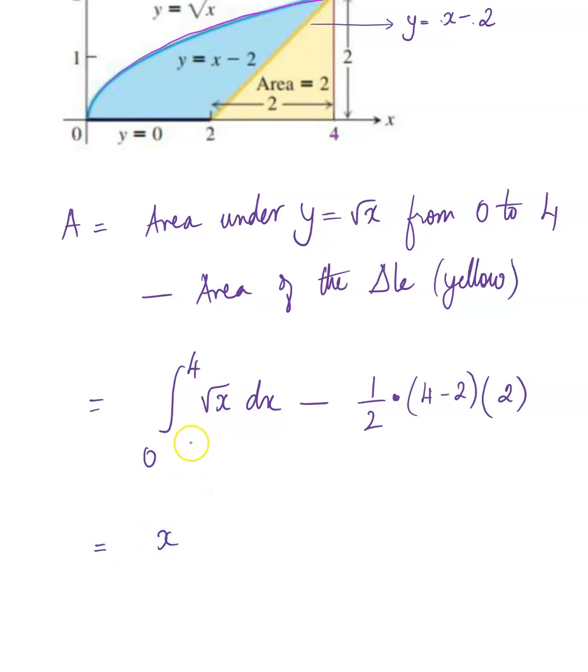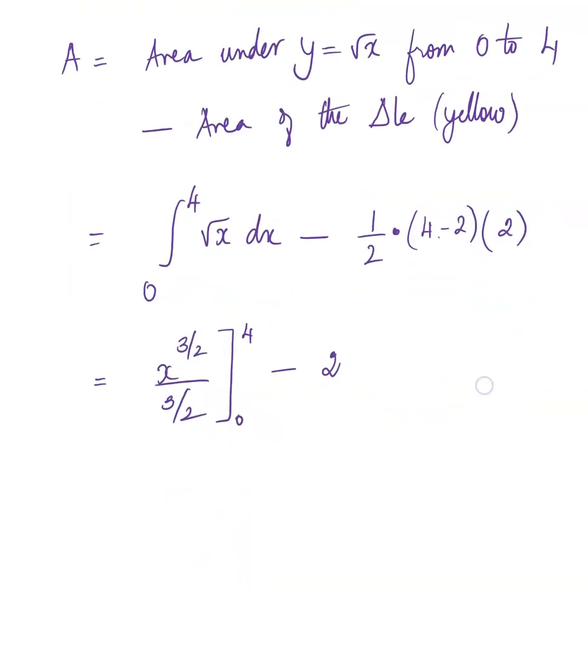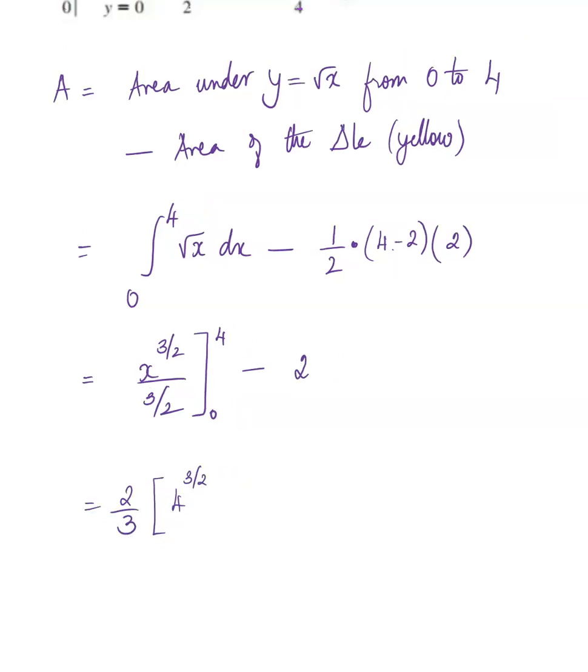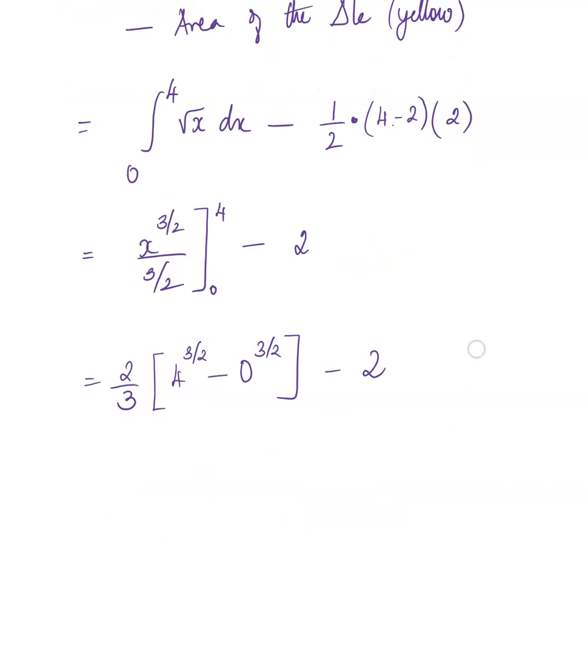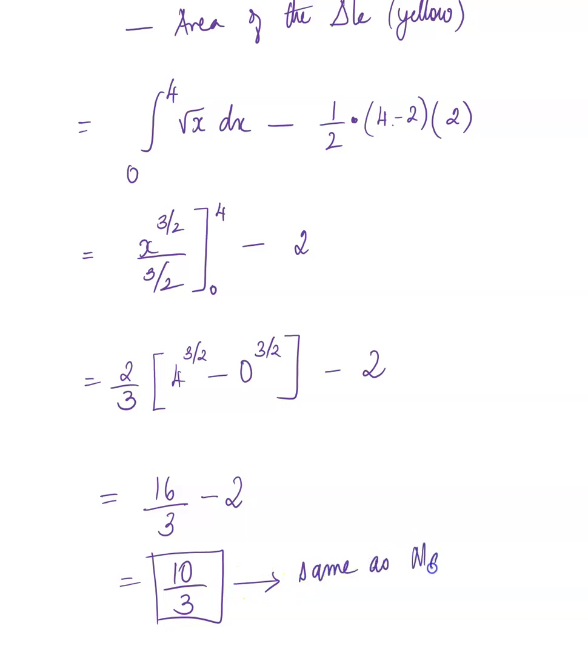That's x to the power half plus 1, so that's 3 over 2 over 3 over 2, from 0 to 4, minus half times 2 times 2, which will be 2. And that's going to be 2 over 3 here: 4 to the power 3 over 2 minus 0 to the power 3 over 2, minus 2. 4 to the power 3 over 2, we've seen that that's going to be 8. 8 times 2, 16 over 3 minus 2. That's going to be 10 over 3. Same as method 1 and 2.